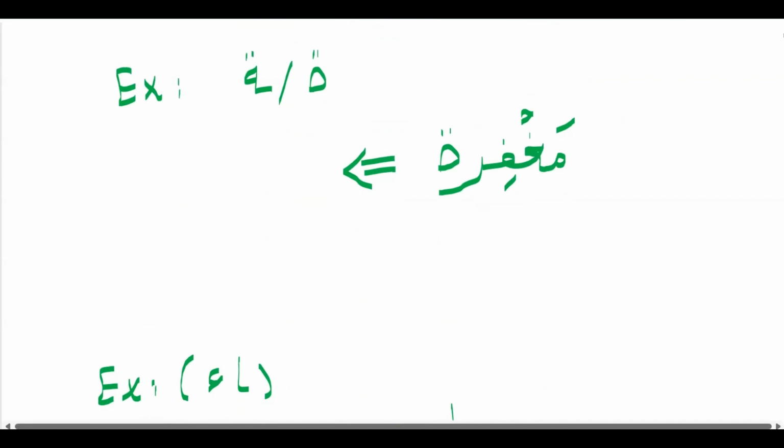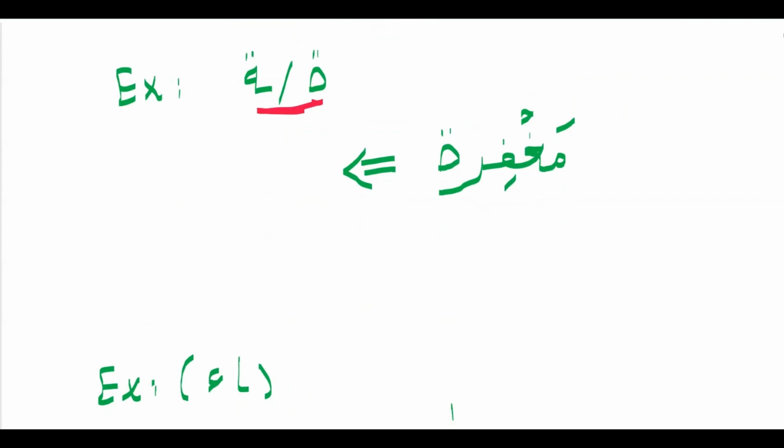Example, when the word ends with ta marbuta. Maghfira, maghfira. Okay, maghfira. If you want to add tanween al-fath, you just write it like this. You just add it at the end.